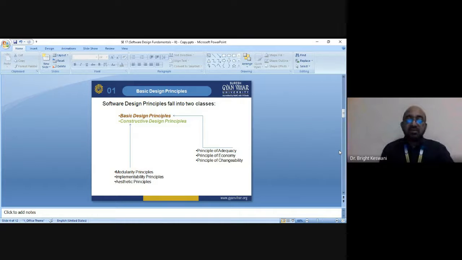When you are going to make a design, you should first confirm that it will fulfill all the requirements of your client. Second is the principle of economy.